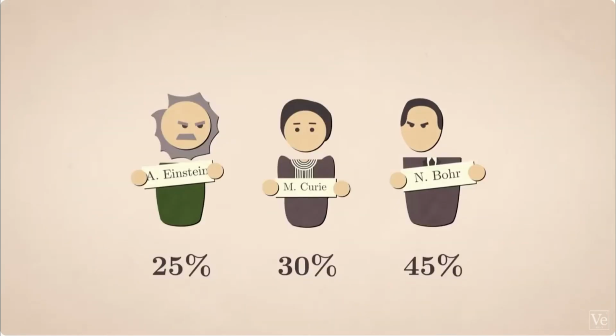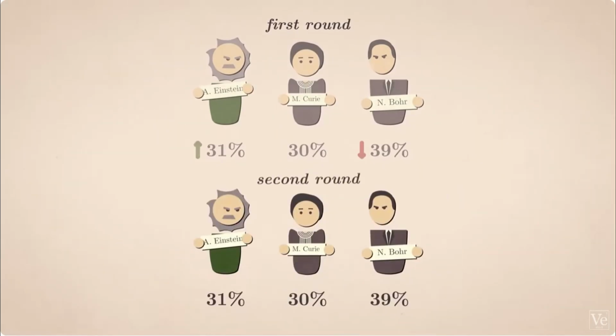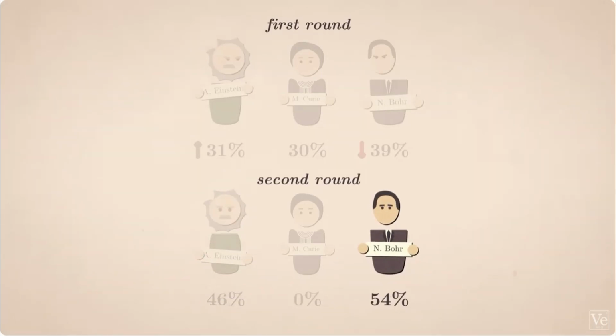But now imagine that Bohr has a terrible campaign speech or proposes a very unpopular policy, so bad that some of his voters actually switch over to Einstein's side. Well, now it's Curie that gets eliminated. And because she's more moderate, half of her voters select Einstein and the other half select Bohr in the second round. And this leads to Bohr winning. So Bohr doing worse in the first round actually leads to him winning the election. Clearly, this isn't something that we want in a voting system.